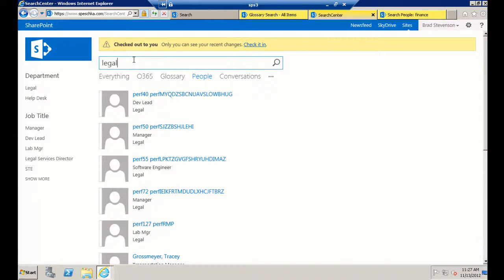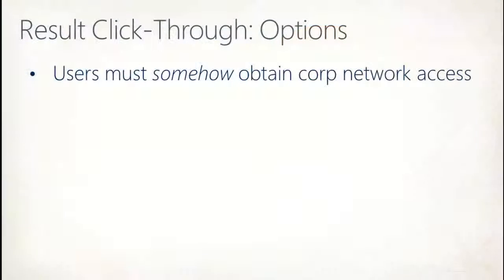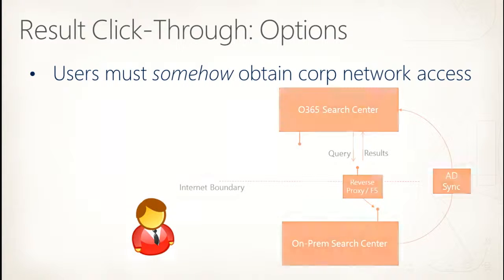Okay, so let's switch back here, and then let's wrap things up. The last of the additional things to think about is this concept of clicking through on results. If you look at the diagram here, if you have a user who is on-premise, who has access to your corporate network and is executing a search, they're going to get back a set of results that have intranet URLs associated with them. And that's fine. They can click through, and they're going to get access to the content.